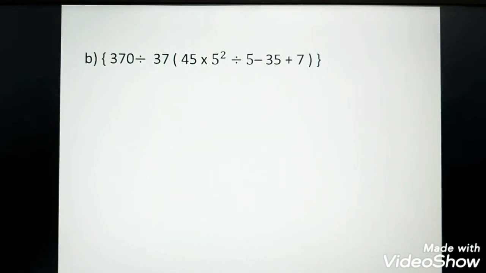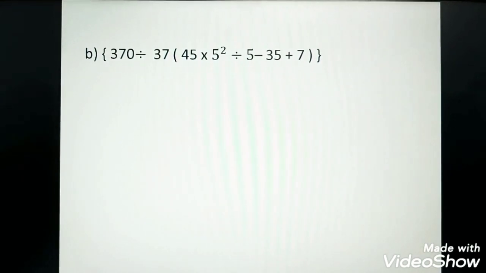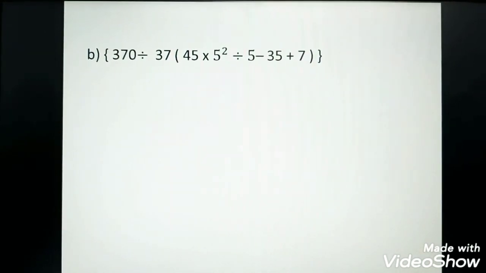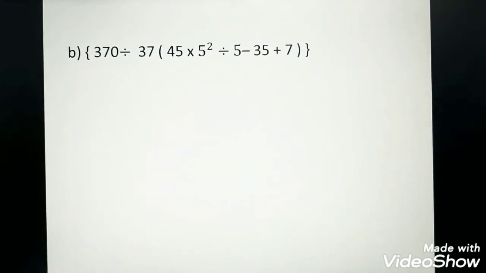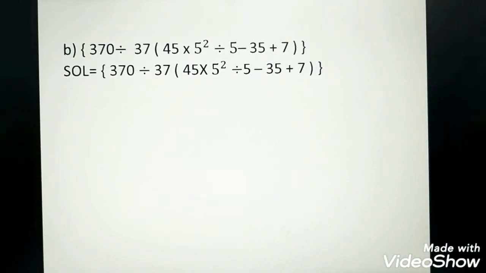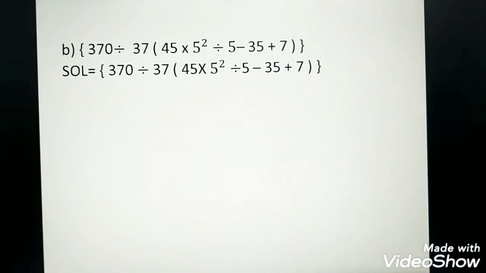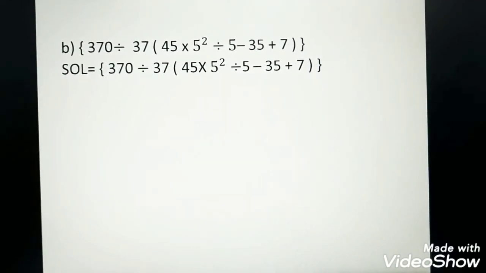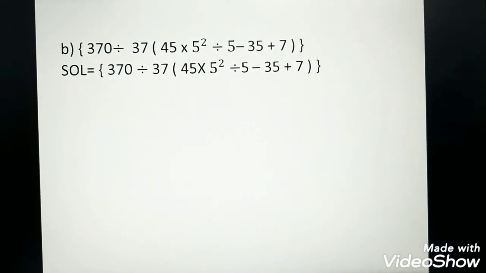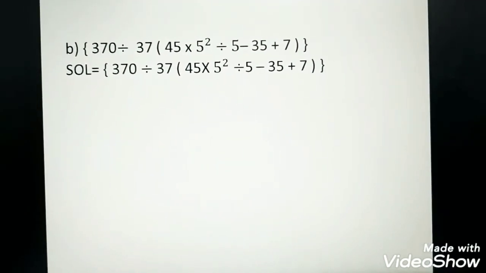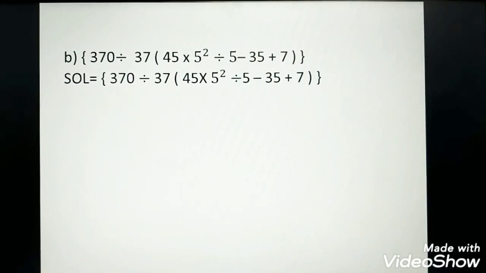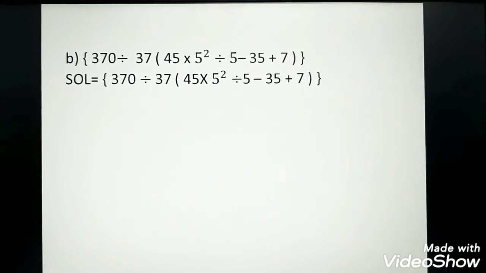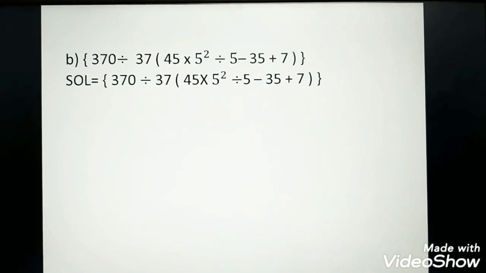Now the B part is the curly bracket. In the curly bracket, 370 divided by 37, then a parenthesis, 45 into 5 to the power 2 divided by 5 minus 35 plus 7. Now here's the solution. I told you, when you get a power in the question, first of all you will solve the bracket, then exponent, then division, then multiplication, then addition, and then subtraction. Now first of all you need to solve the bracket. There are two types of bracket, curly bracket and parenthesis. So which one will you solve? Firstly you will solve the parenthesis.